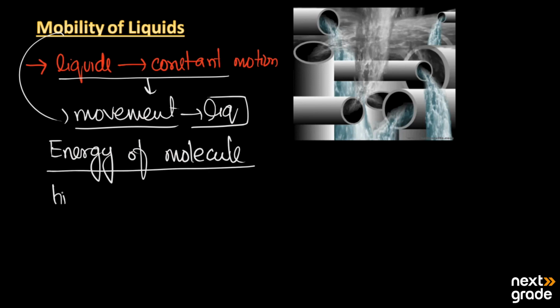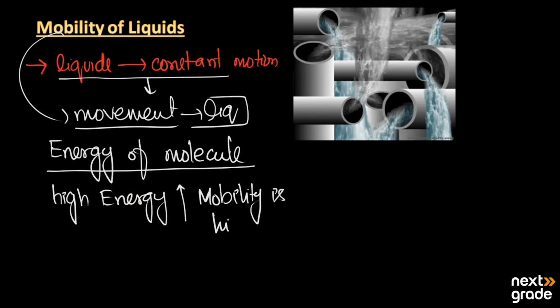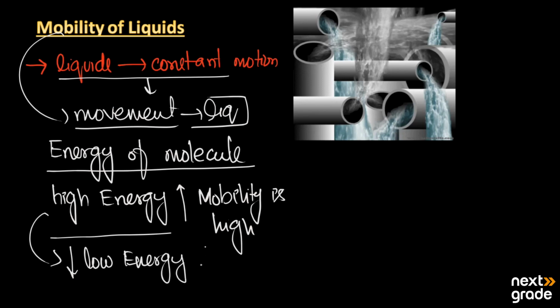When the molecules have high energy, then their mobility is high. And when they have low energy, then their mobility will be slow or low. So if the mobility is high, it means their energy is high, and if their mobility is low, then their energy is low.